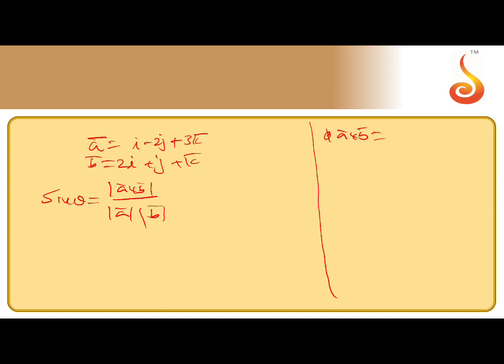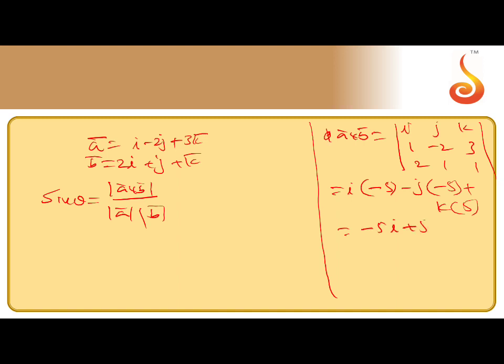First A cross B, calculate; later we can take the magnitude. So i, j, k; this is 1, minus 2, 3, 2, 1, 1. So this value is i into minus 2 minus 3, minus 5. So j into 1 minus 6, minus 5, plus k into 1 plus 4, 5. You can take one more step: minus 5i plus 5j plus 5k. So you can take 5 common: minus i plus j plus k. So that is A cross B.